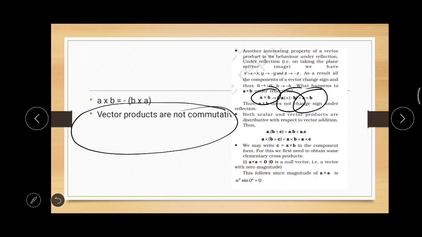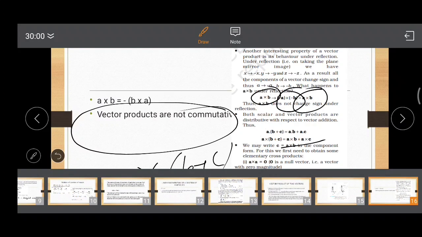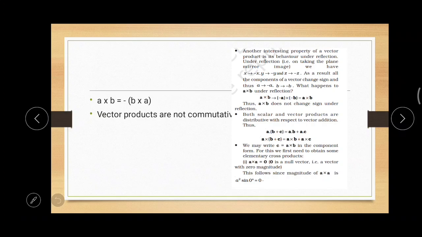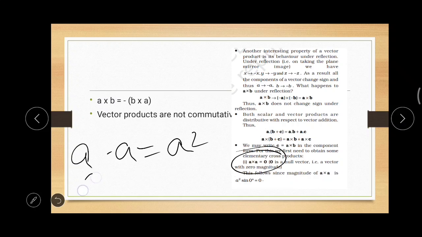Now let us come to the distribution. If you are following the distribution, that is a cross of b plus c, that is actually a cross b plus a cross c. So both the scalar and vector products follow the distributive law. Now a dot a was equal to a square. But in the case of a cross a, a cross a will always be 0. If we are taking the cross product of the same vector, that will always be 0.